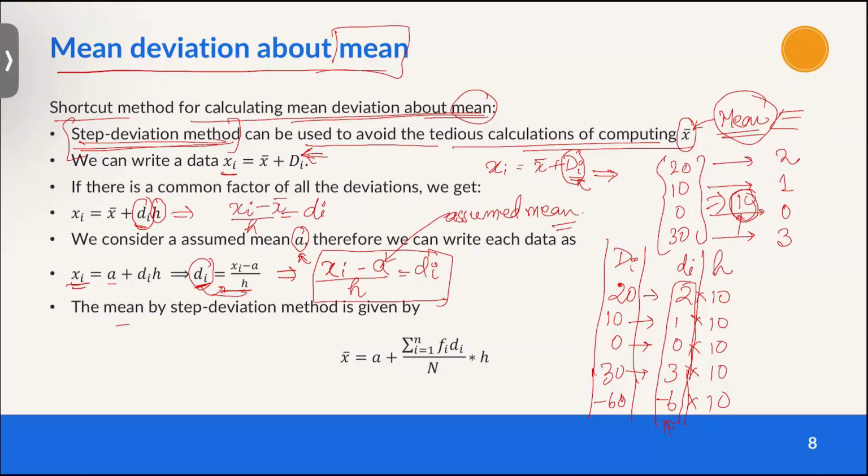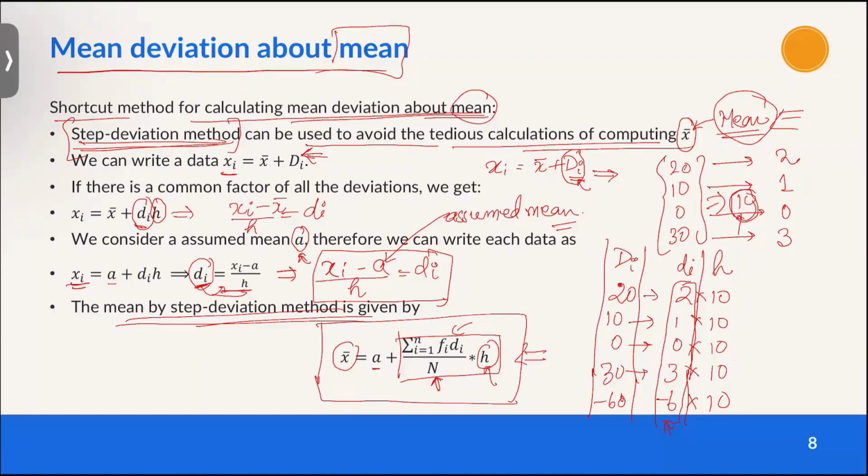Now, to calculate the mean by the step deviation method, all you have to do is x bar is equal to A plus summation of fi di by n into h, where this h is the common factor and n is the number of data points. So this formula helps to calculate the mean in an easier way.